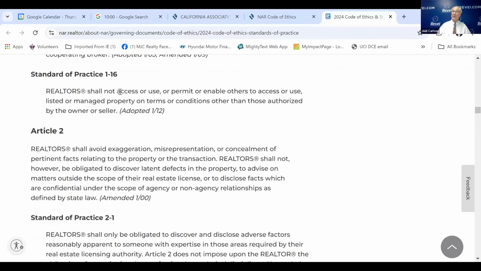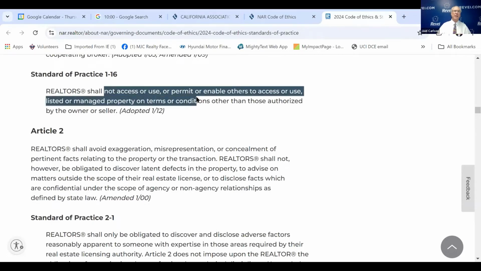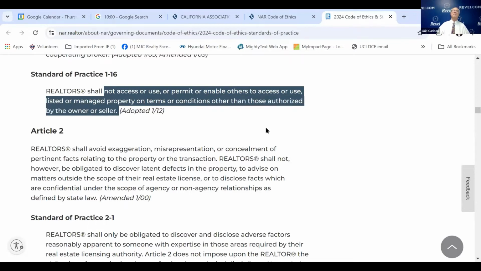16, 1-16, shall not access, use, or permit or enable any of the information on management that is not authorized by the seller. So if the seller has not told you you can do this, you can't do it. Anything the seller says you can do, whether it's on a listing, whether it's on a purchase agreement, whether it's on a property management agreement, you want in writing. State of California, you have 4 elements of all contracts: capable parties, lawful object, mutual consent, and consideration. The 5th element of all contracts in the state of California is it must be in writing to be enforceable in a court of law.